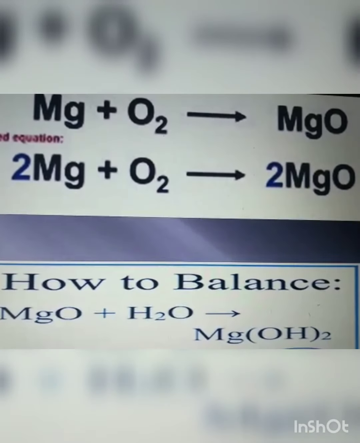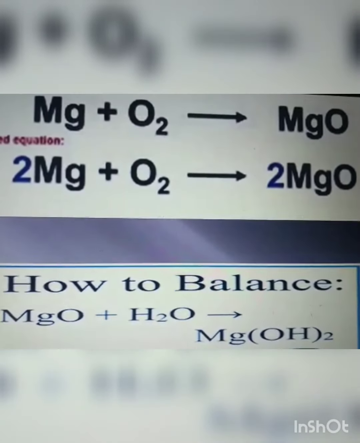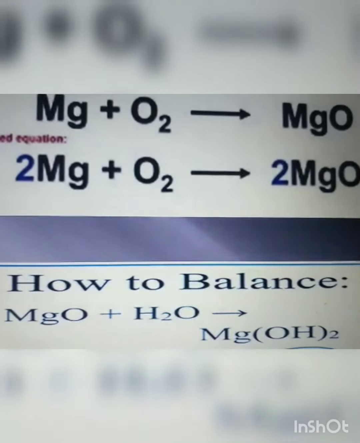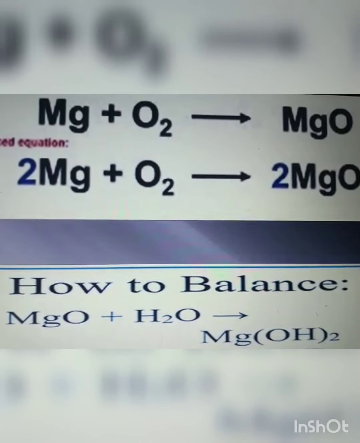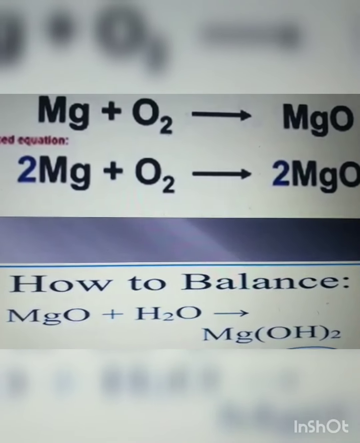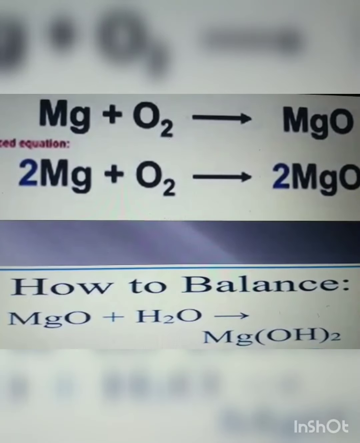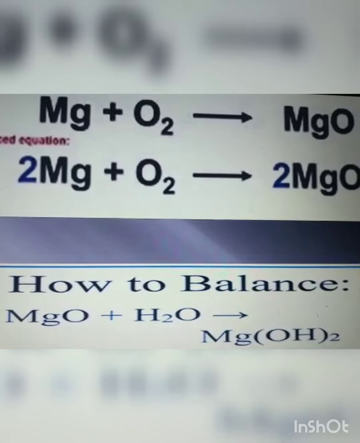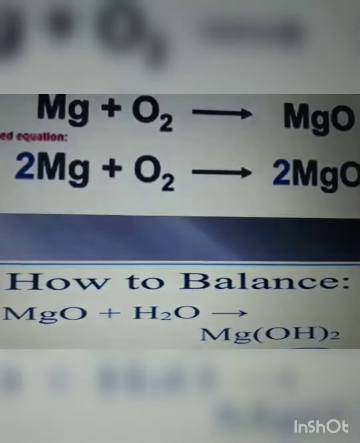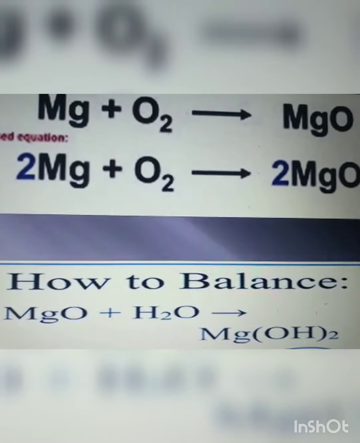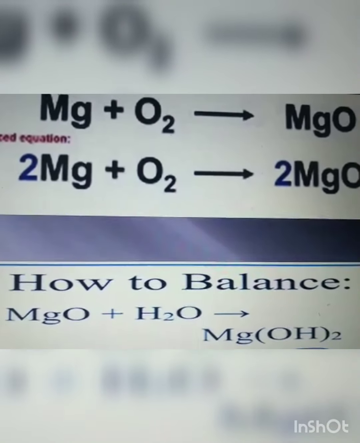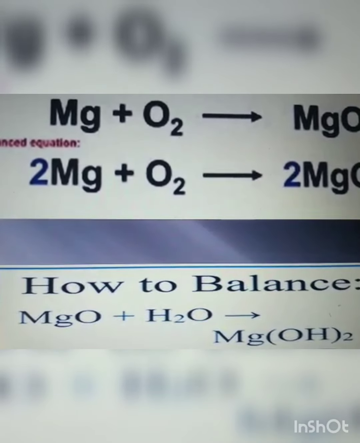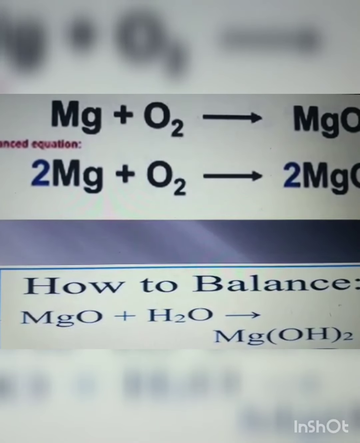This method, listen carefully all of you, this method of balancing chemical equations is called the hit and trial method, as we make trials to balance the equation by using the smallest whole number coefficient. So this method of balancing a chemical equation is also known as the hit and trial method. Got it, student? How to write a chemical reaction and how to balance a chemical reaction.